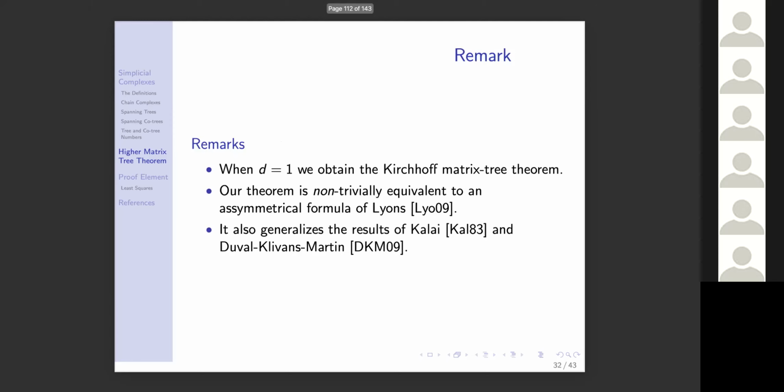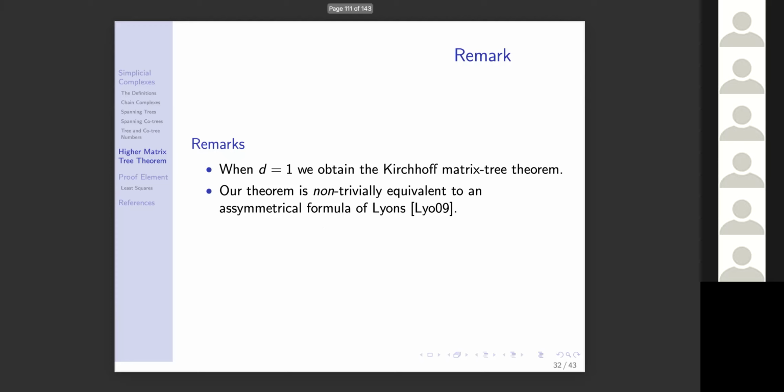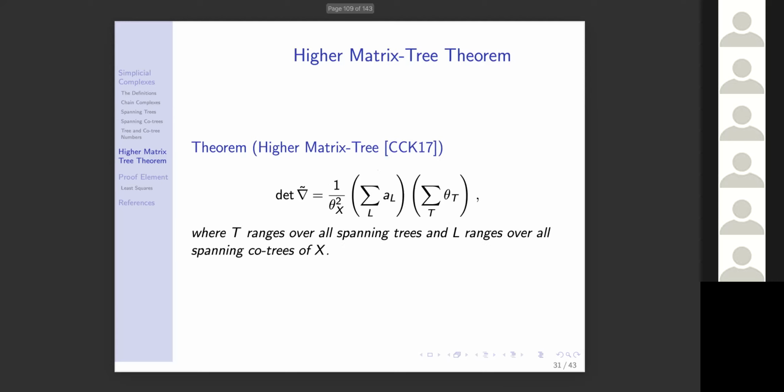Okay, and then our work generalizes results of Kalai and Duval, Klivans, and Martin. So they do something different. Again, Duval, Klivans, and Martin have an asymmetrical formula, I believe, as well. So I'm not sure. Anyway, so we generalize those results. And our result is the most symmetrical result out there. The role of spanning cotrees and spanning trees is the same.